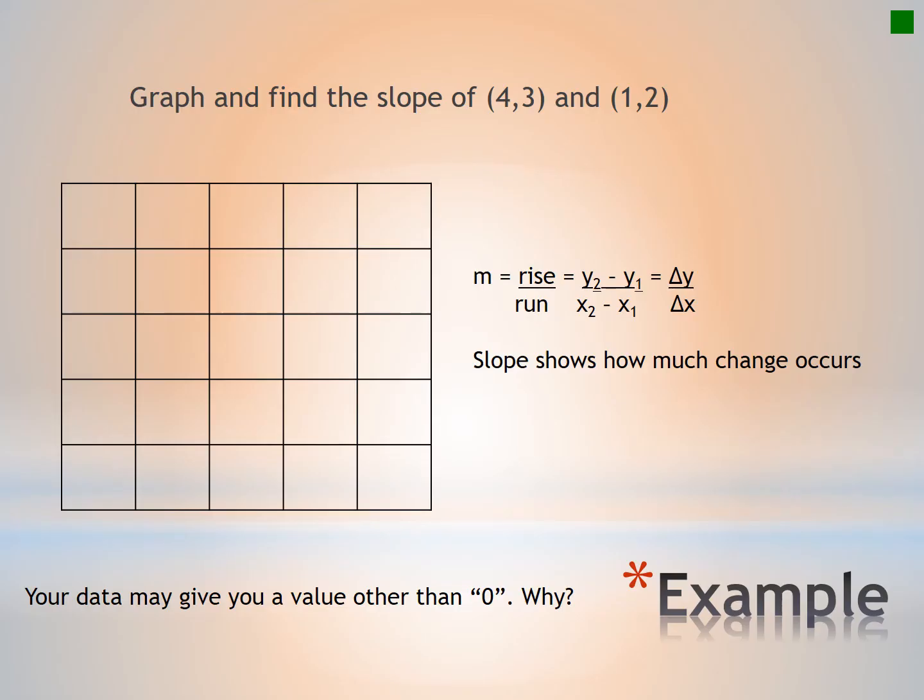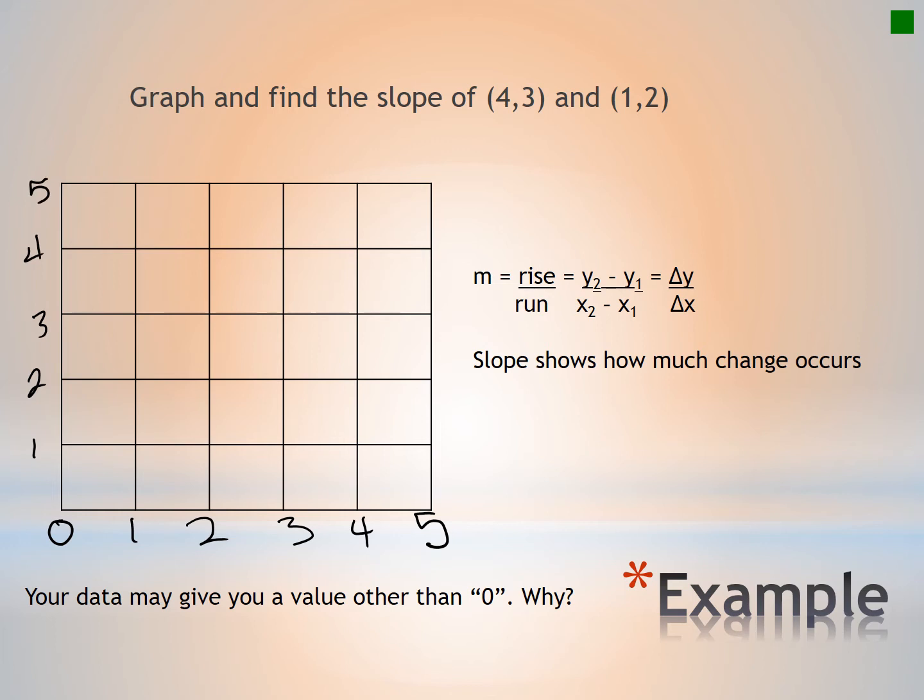All right, so let's try to graph these. First, you're going to have to write down your data points. I'm going to assume that it goes up by ones. So 0, 1, 2, 3, 4, 5. And then I'm going to go up by ones on this side. 2, 3, 4, 5. Okay, so now it says graph and find the slope.